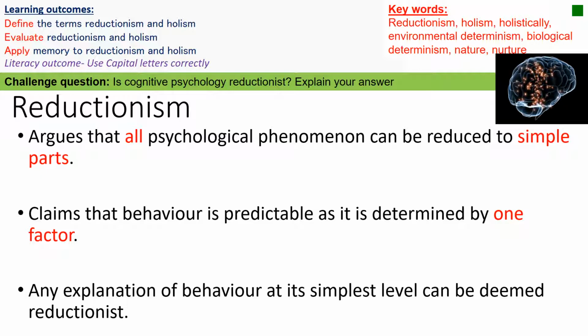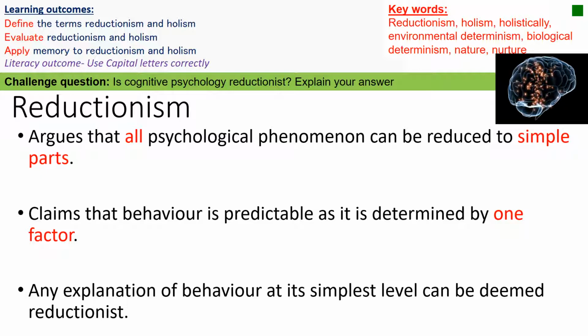And that's a very reductionistic approach because you're obviously ignoring all the other things that could be causing depression, such as social factors or life events. So if somebody's died in the family, if there's genetics, etc. But you're ignoring all of those and reducing that explanation down to one really simple thing. Because you're doing this, you're also claiming that behaviour is really predictable because it comes from one certain factor. And any explanation of behaviour at its really simple level can therefore be deemed reductionist.